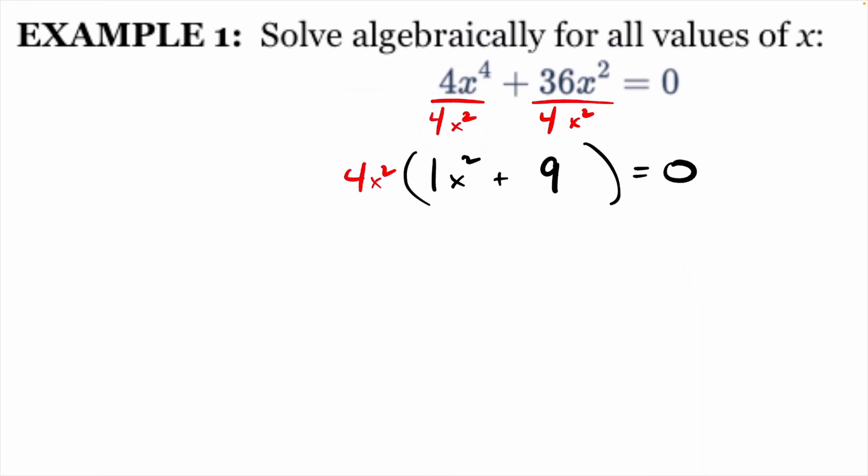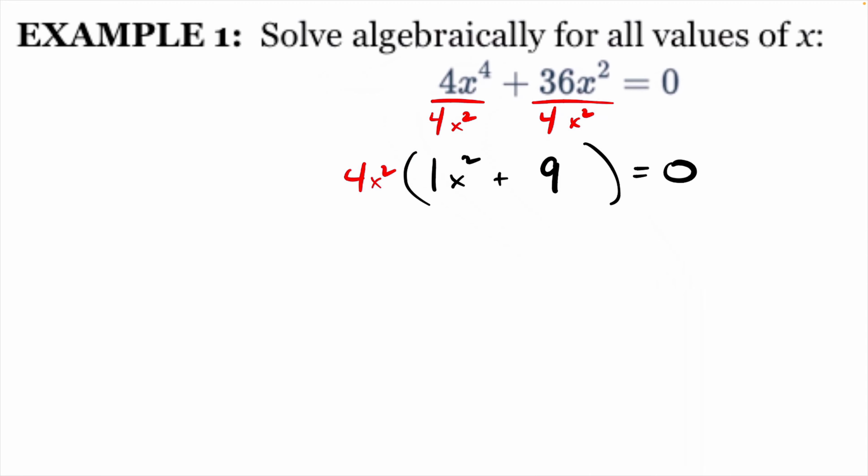Step 3 said difference of squares. So is 1x squared plus 9 a difference of squares? No, it's close. The power is even. 2 is an even number. 1 and 9 are on my list of perfect squares, but it's not negative, it's not minus. So I can't do difference of squares.